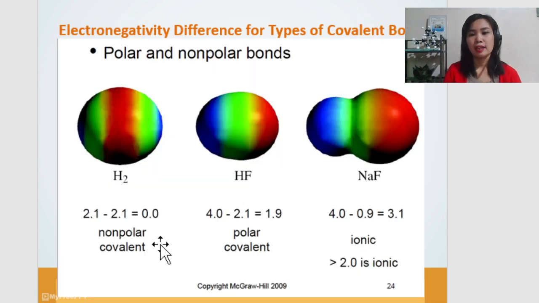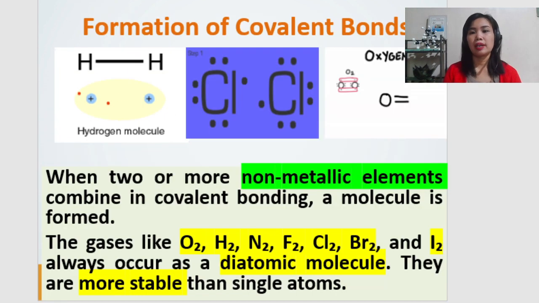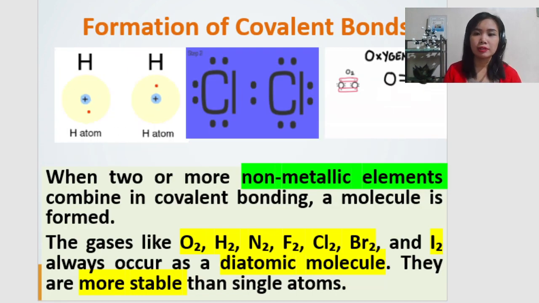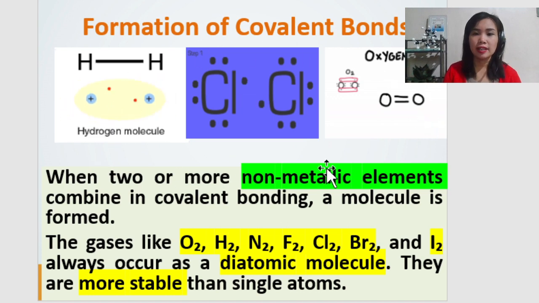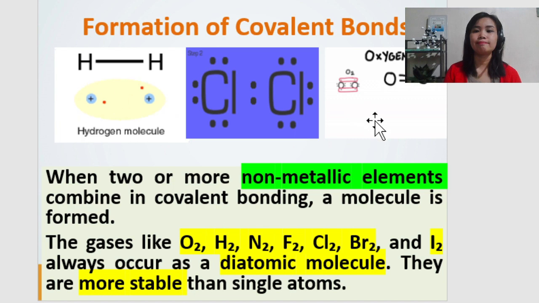Okay? Next, these are their features. For non-polar covalent bond, you see hydrogen, right? While for the polar covalent, here, for ionic, you see they are almost separate. Okay? So, there is that difference level. Again, 0 to 0.5 is non-polar, 0.6 to 1.5 is polar. Okay, formation of covalent bonds. Can you observe our GIFs here in our slides? Of course, hydrogen, chlorine, and oxygen. We have the single bond and the double bond.